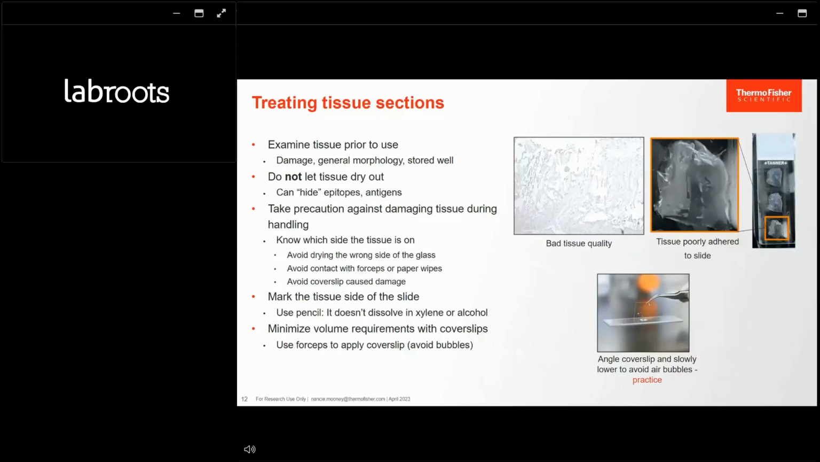If you have reagents that are expensive or precious, you can also minimize volume while avoiding tissue drying out by using cover slips. So you can use a smaller volume and then gently lay a cover slip across the top of your reagents and your tissue to help minimize that headroom and really allow you to use smaller volumes. When doing this, it's important to angle the cover slip and lower it slowly so you don't have air bubbles, which can also cause inconsistent staining patterns. It is important to practice this. You'll find that it's a lot easier when you do it multiple times.